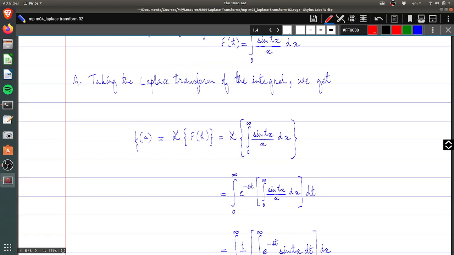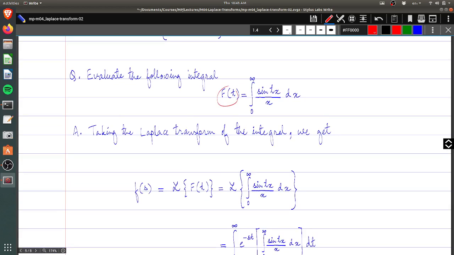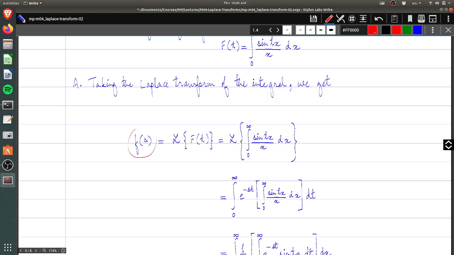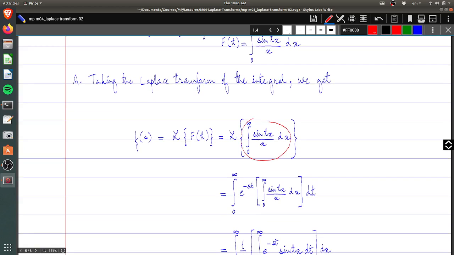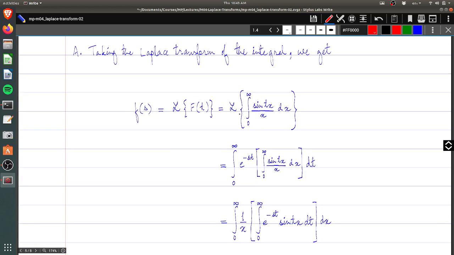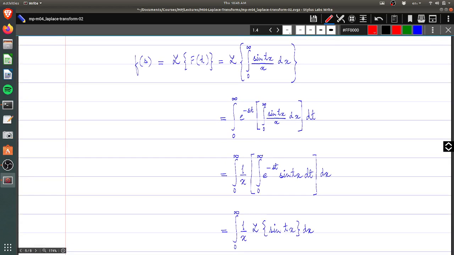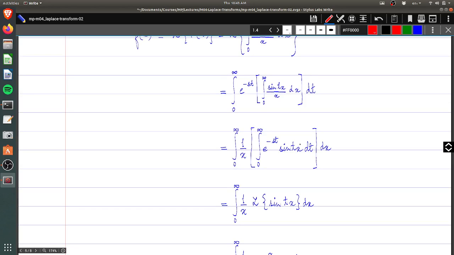How does it become easier? Let's say this is the function f of t. I want to find out the Laplace transform of the function itself, f of t. That means I want to find out the Laplace transform of the integral. Here I just use the definition of the Laplace transform: you integrate e to the power minus st times the function, as it is. So here it becomes a double integral, with an integral with respect to t and an integral with respect to x.